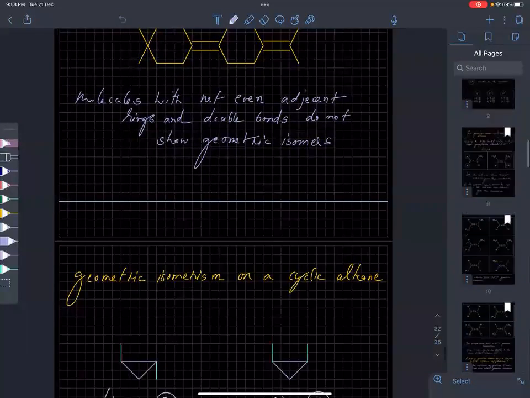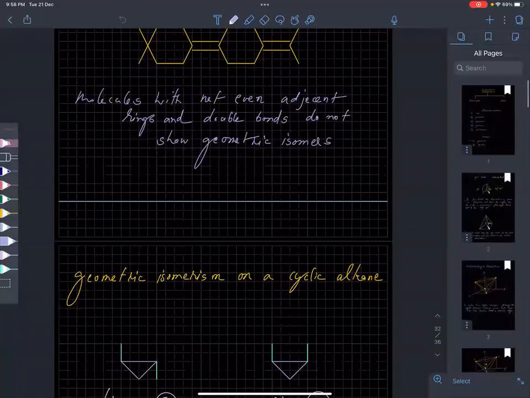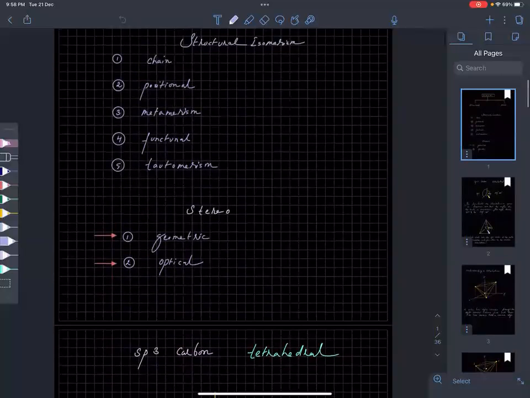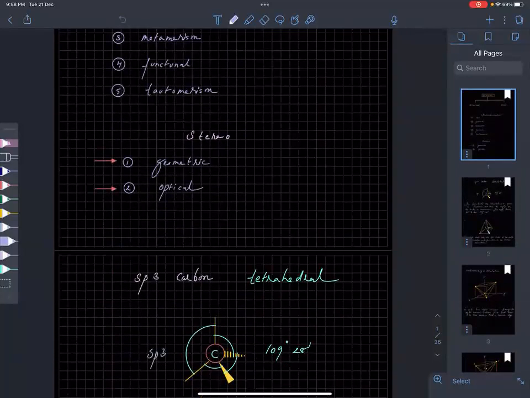Stereoisomerism. In stereoisomerism, basically, we have seen all these structural isomers. In stereoisomers, there are two big topics. One is geometric isomerism and the other is optical isomerism. So optical isomerism, I'll deal with that later after dealing with geometric isomerism. Now, before going into isomerism, let us just see how sp3 carbon is.